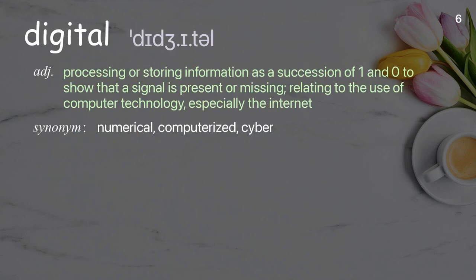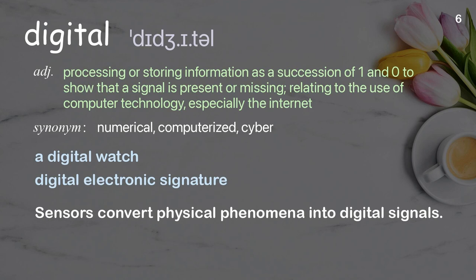Digital. Processing or storing information as a succession of 1 and 0 to show that a signal is present or missing, relating to the use of computer technology, especially the internet. Examples. A digital watch. Digital electronic signature. Sensors convert physical phenomena into digital signals.